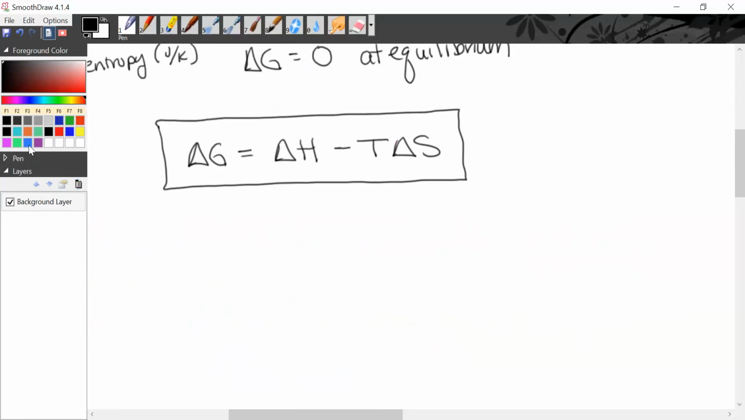All right, let's do blue. What if I have a negative delta H, which is exo and favorable? And you're like, okay, cool. But what if I have a negative delta S, which is less disorder or more order? That is not favorable, right? So I have one thing that's favorable and one thing that's not favorable. Sometimes this reaction is going to be spontaneous and sometimes it's not. What's it going to depend on?